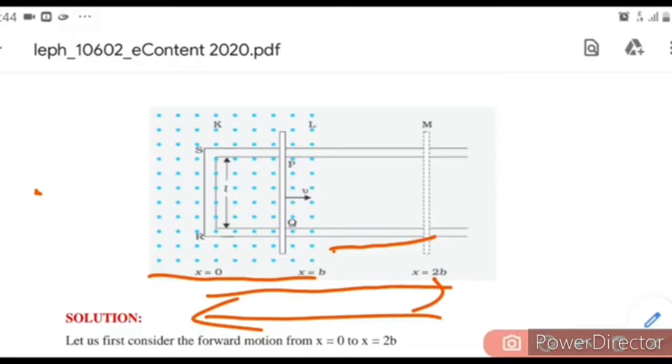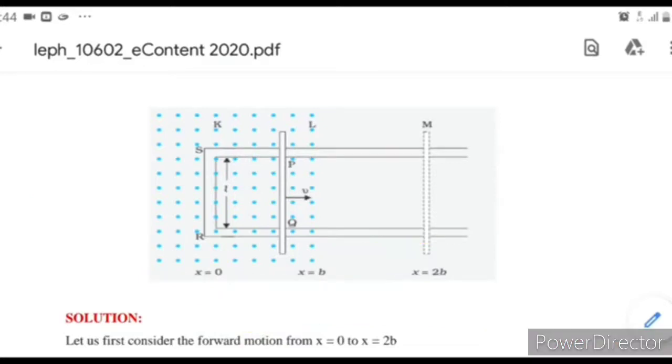So first, let's discuss the case with EMF. First we will see when it is moved from x equal to 0 to x equal to 2b, that means in this way when it is moved. What about the flux change and the EMF induced? That's what we are going to see first.